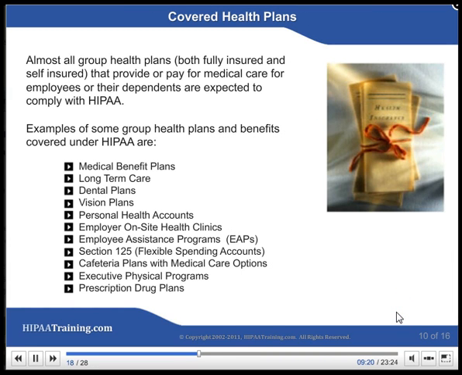Covered health plans. Almost all group health plans, both fully insured and self-insured, that provide or pay for medical care for employees or their dependents are expected to comply with HIPAA. Examples of some group health plans and benefits covered under HIPAA are medical benefit plans, long-term care, dental plans, vision plans, personal health accounts, employer on-site health clinics, employee assistance programs, Section 125, flexible spending accounts, cafeteria plans with medical care options, executive physical programs, prescription drug plans.